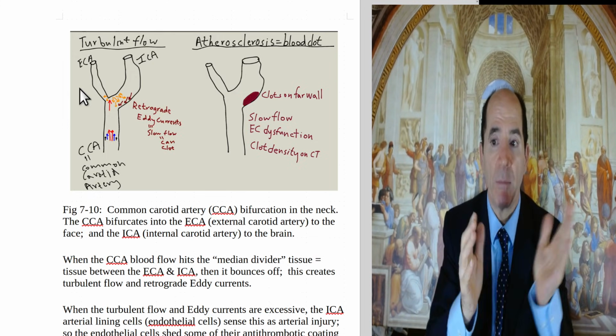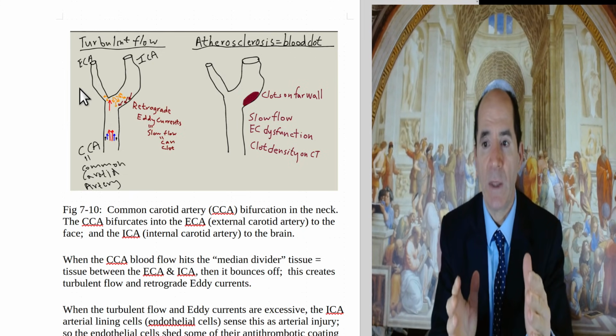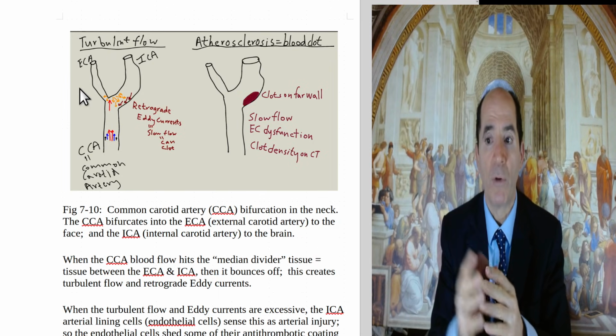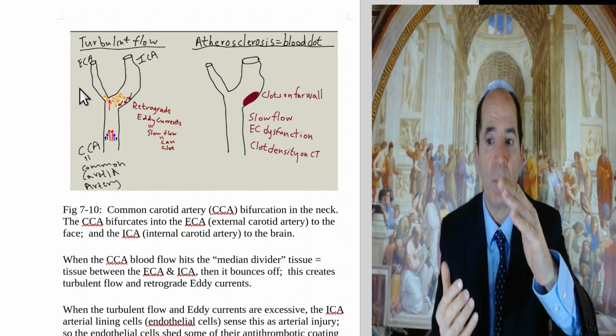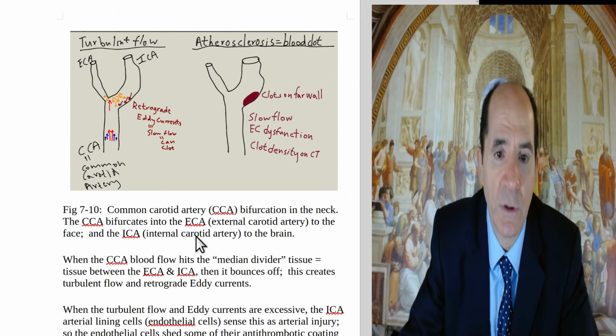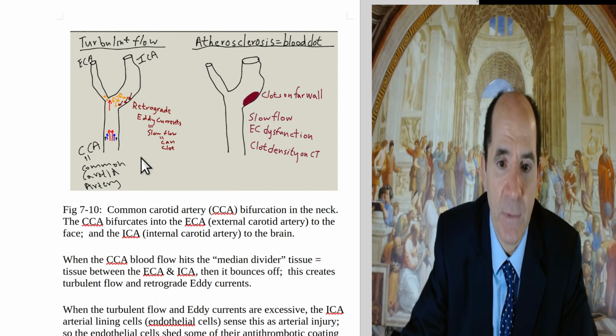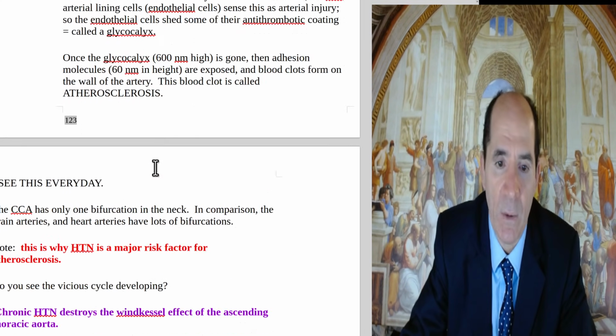Okay, so that's how you remember 666. The first 6 for 600 for the antithrombotic glycocalyx, then the 60 for the prothrombotic adhesive proteins that normally are hidden by the glycocalyx, and then 6 for the thickness of the plasma membrane afterwards. So anyways, you don't want this. Hypertension is bad. Okay, and if you got it, you don't want to make it worse.